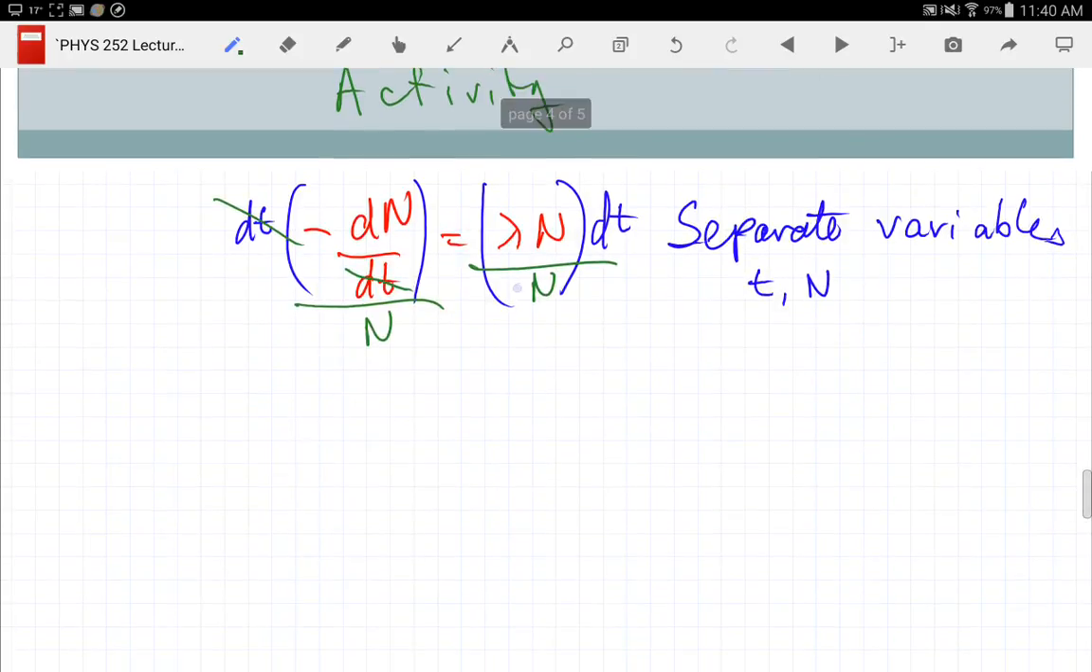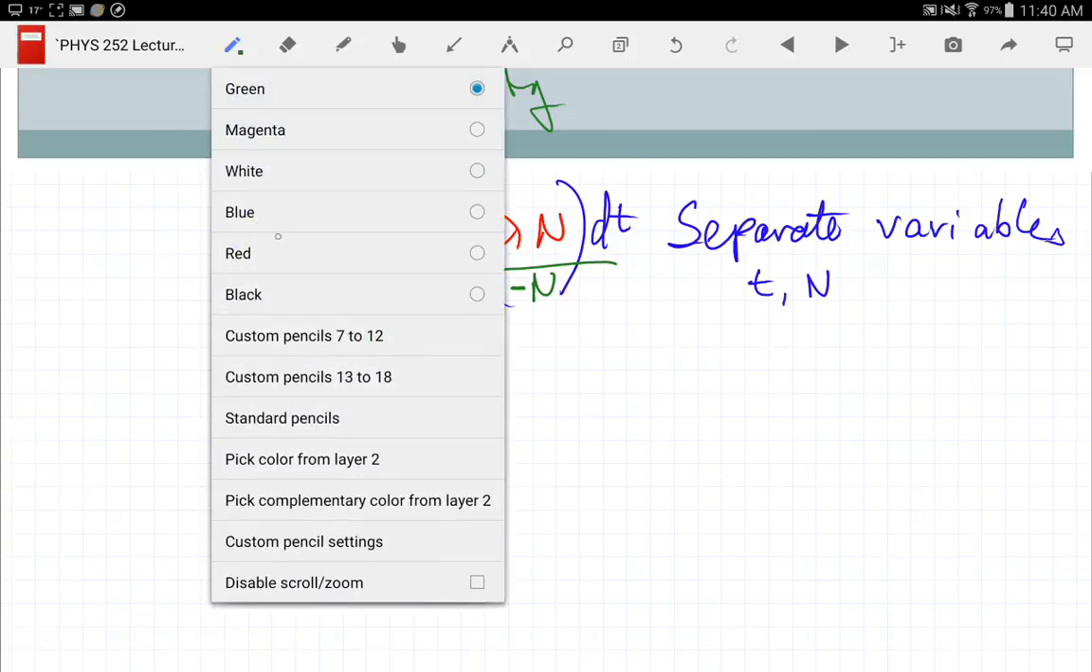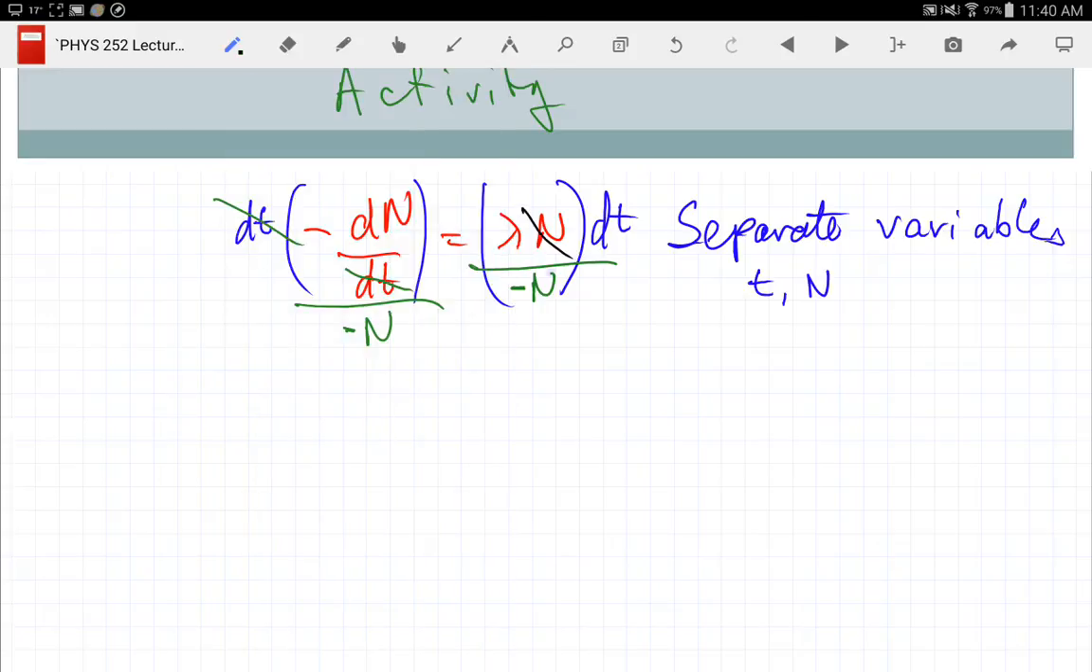And I'm actually going to divide by minus n. Divide by minus n, so I just move the minus sign across. And so I have a cancel there, and I'm left with dn over n equals minus lambda dt.